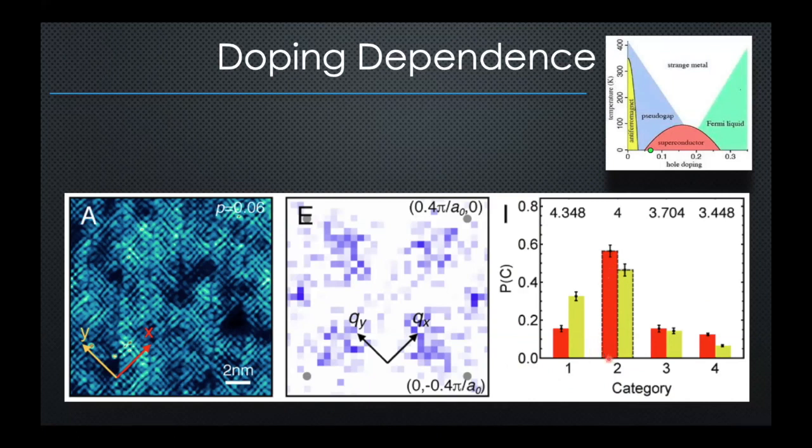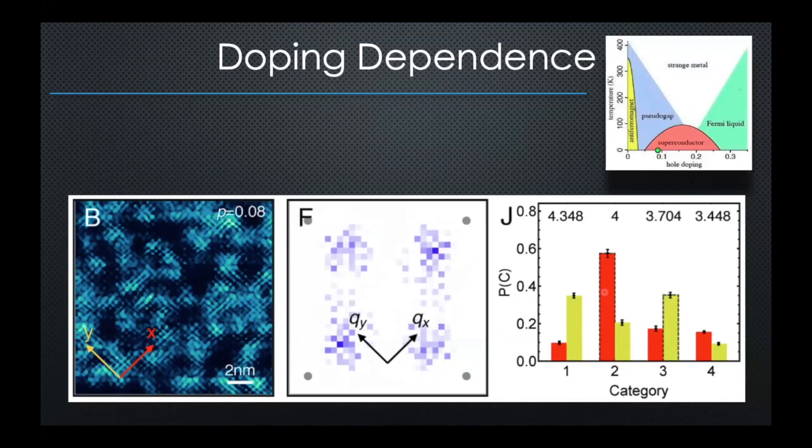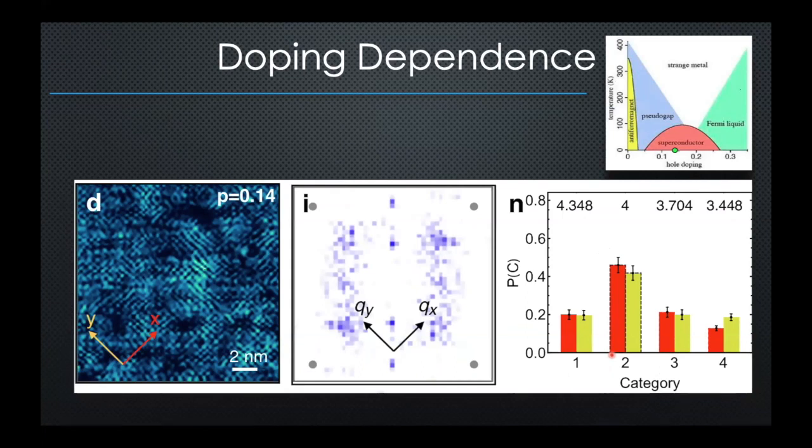We've trained 80 different neural networks, meaning starting from different initial conditions, and we polled them. So which one of these do you think is the most likely? And they would each answer, and we look at the total outcome statistically. So now we move up in doping. Still, category 2 is most dominant. Move up in doping, still category 2. Period 4 is most dominant.